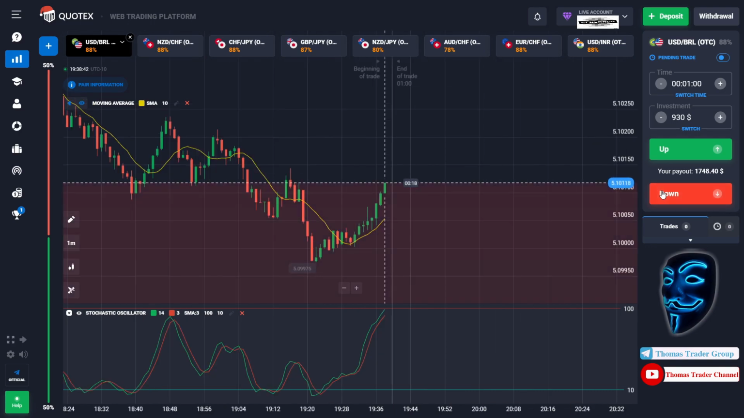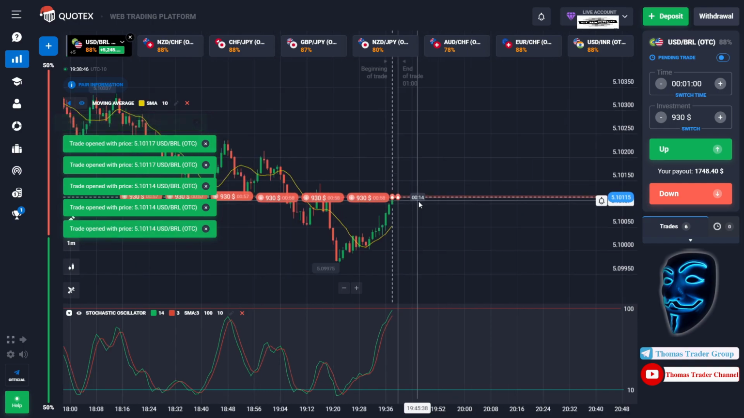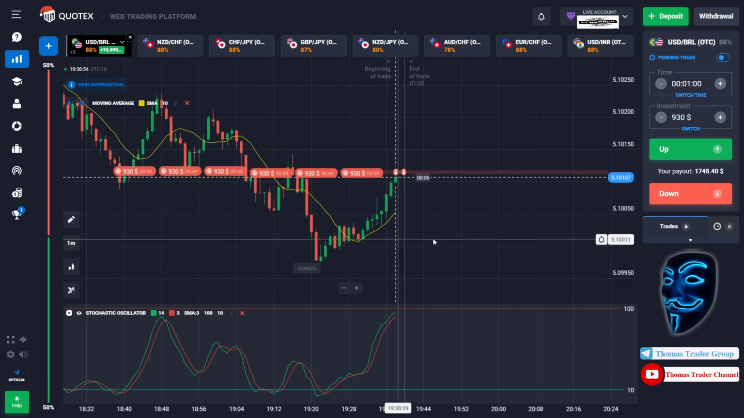Over here we can open sell for 1 minute. We will open 6 positions of $930. As you can see over here, the market is going bullish, but the market has already touched the overbought area. When the market touches the overbought area, it will make a rebound.